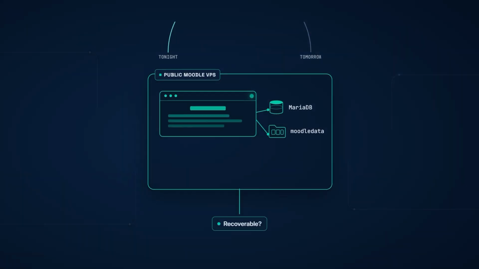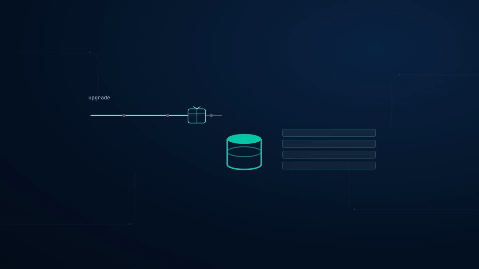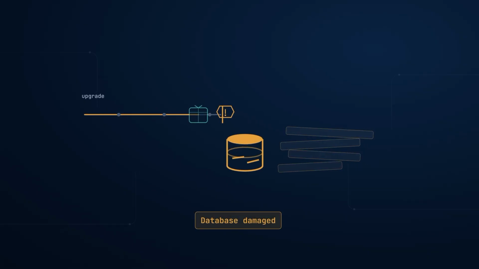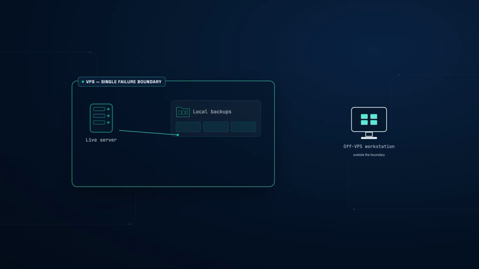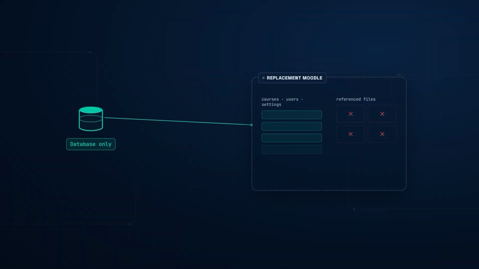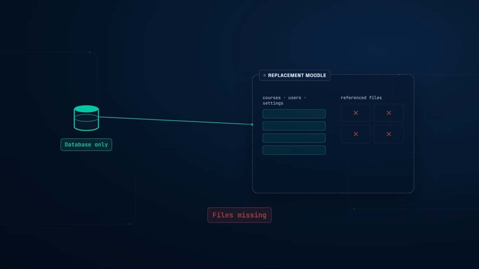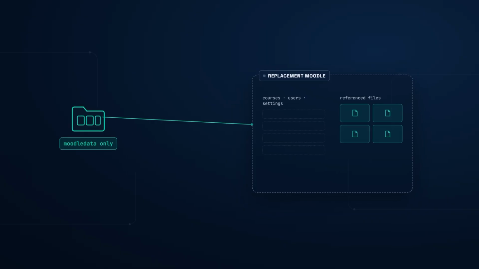Your Moodle site can be healthy tonight and unrecoverable tomorrow. A failed upgrade can damage the database. A lost VPS can take the server and every local backup with it. And if you save only the database, Moodle might return with missing files. Save only Moodle data and the courses, users, and settings are missing.